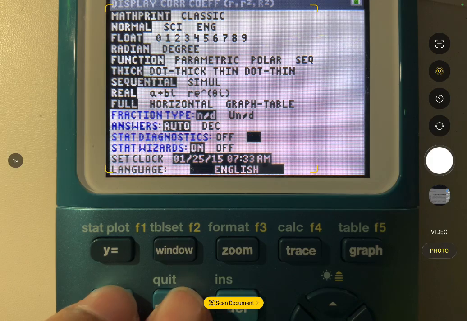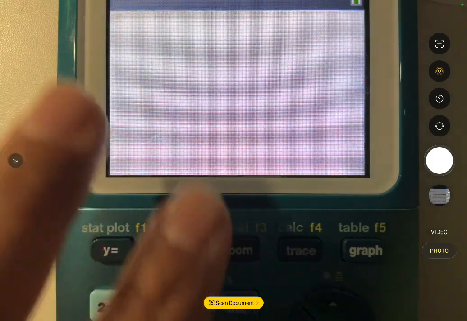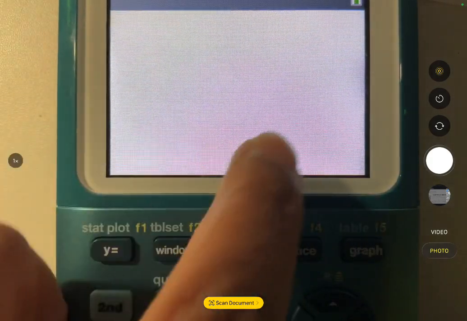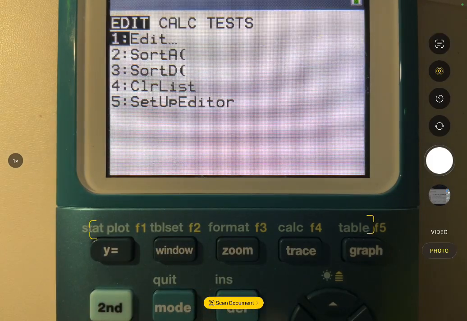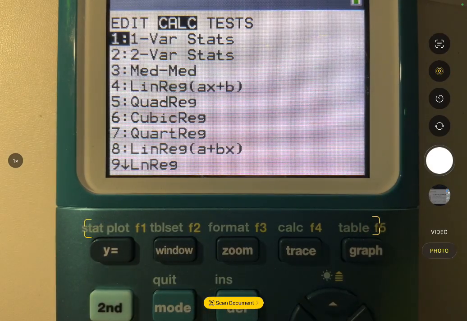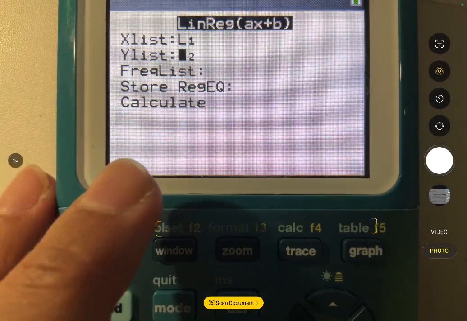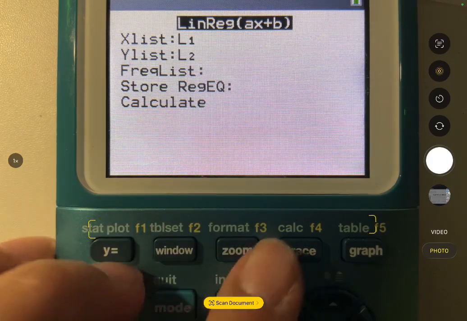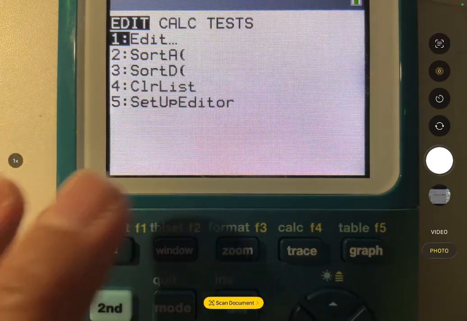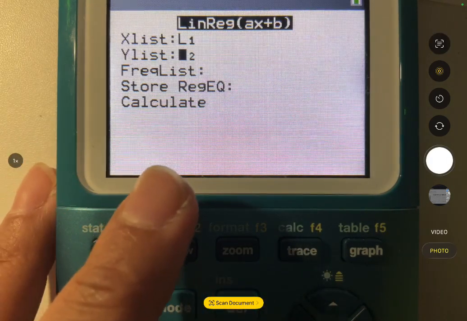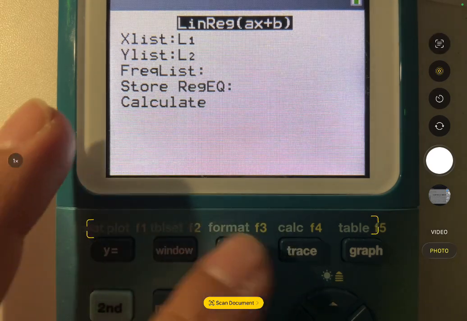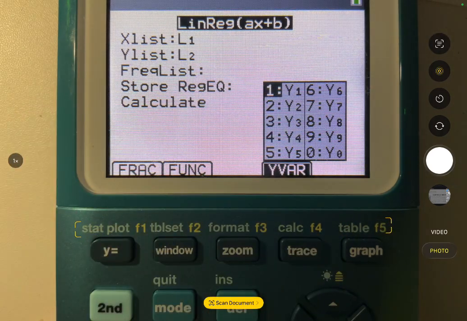Second quit. Now, you don't have to put the points back into stat edit. Just go to stat, calculate, number 4, and go through those steps. Just start from stat calculate. You do not have to put the points in. Stat calculate 4.